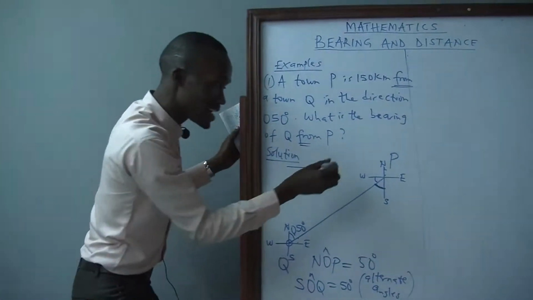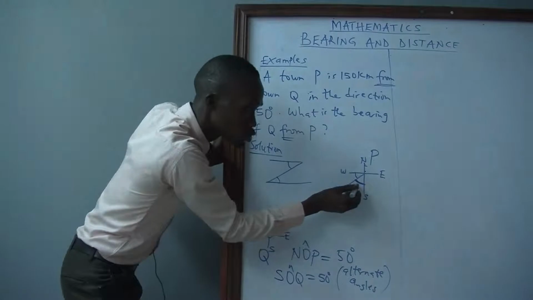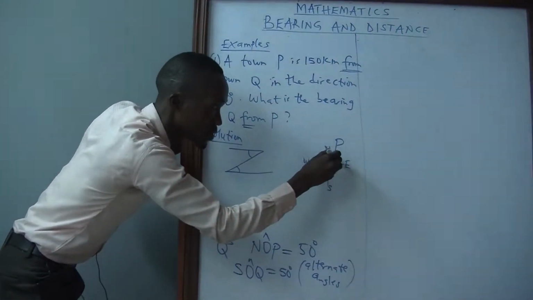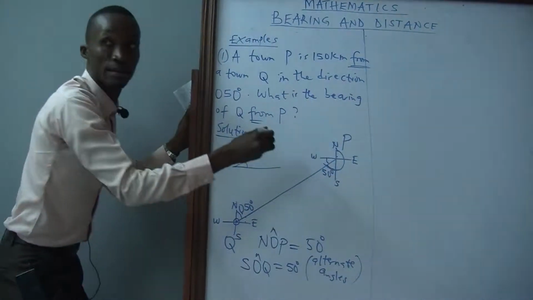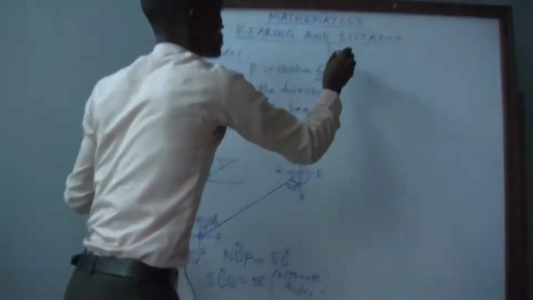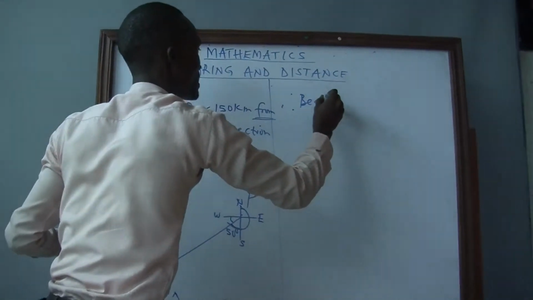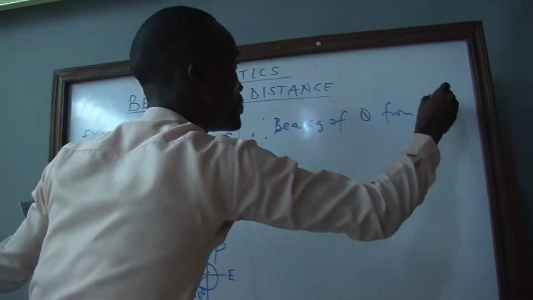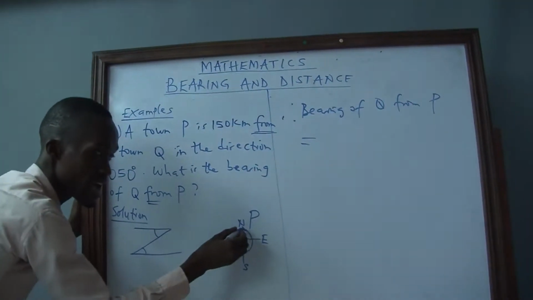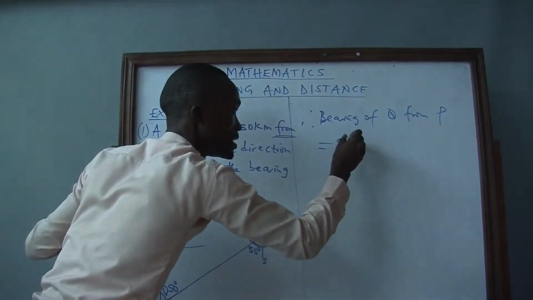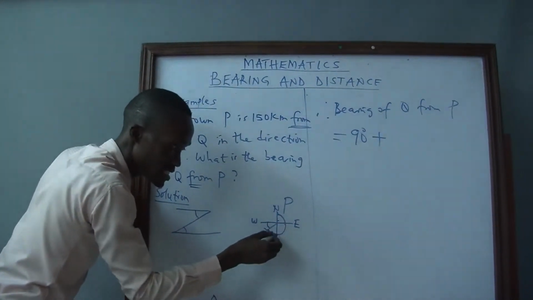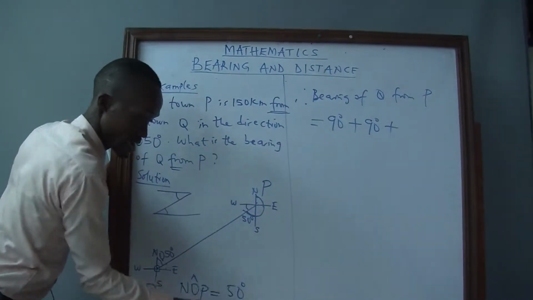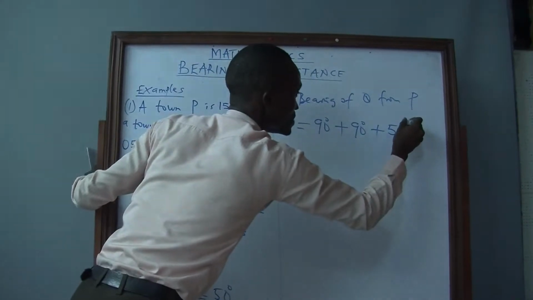So back to what I said, we trace it from the North Pole to the line. We now know this angle as 50 degrees. So what we need now is from A like this to this line. Therefore, the bearing of Q from P will be the angle from A to this east is 90. The angle from this east to this south is 90. Then from what I derived there, it is 50 degrees.